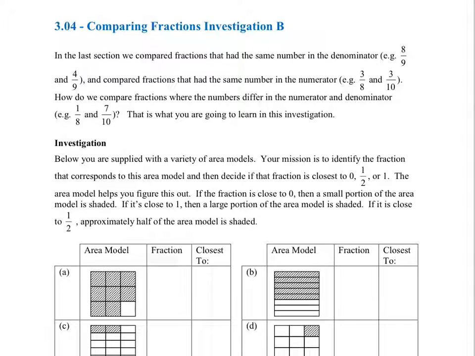So in this lesson, we'll be looking at comparing fractions again. We'll be doing it in a different way because in the last section, we looked at numbers that had the same number in the denominator or the bottom. And we also compared fractions that had the same numerator or the same number on the top. So now what we're going to be doing is trying to compare when the numbers differ, when they're completely different.